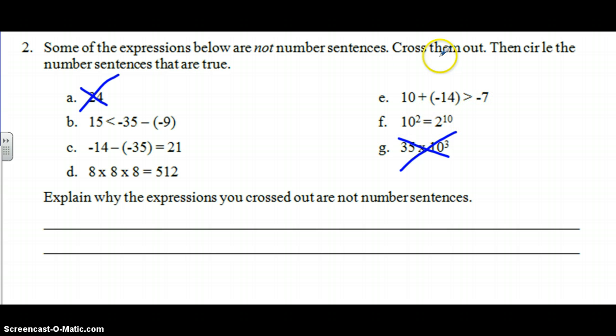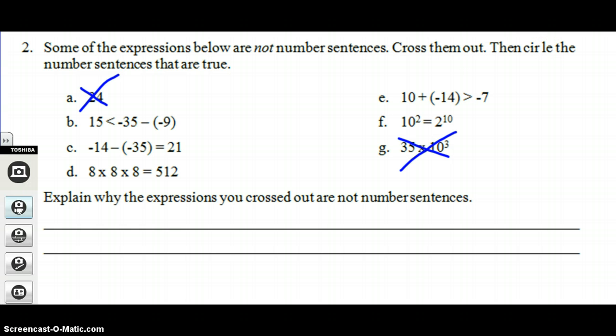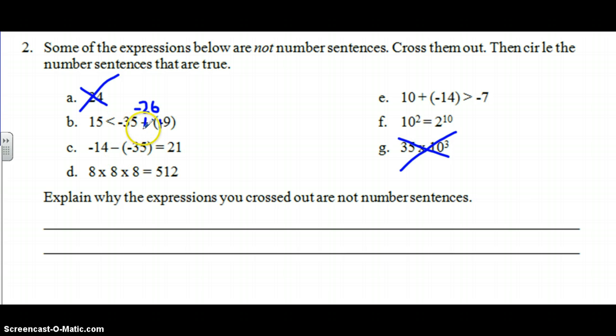So the next thing is to go through and circle the number sentences that are true. Let's start by looking at B. The first thing I needed to have noticed was this was a subtraction problem, so I changed it into adding its opposite. So negative 35 plus positive 9. My signs are different. The difference is 26, and I have a negative. So 15 is less than negative 26 is a false problem, so I am not going to circle this one.